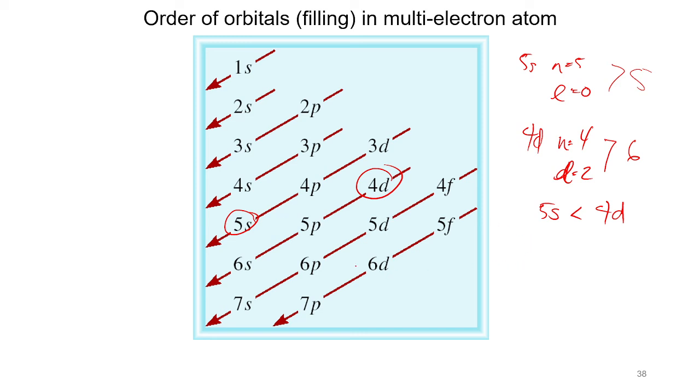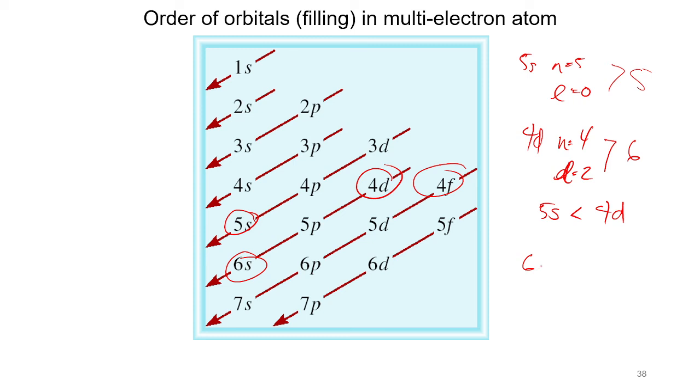Okay? And that's also true for 6s and 4f, since f has an l of 3. So that's how it works. Okay?